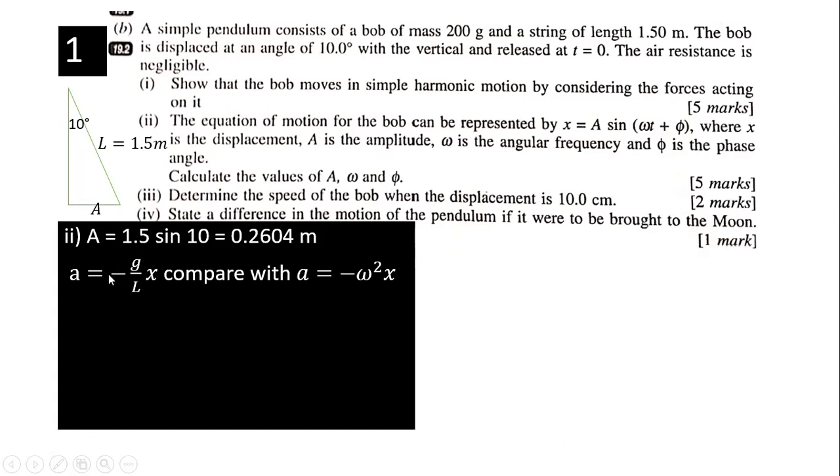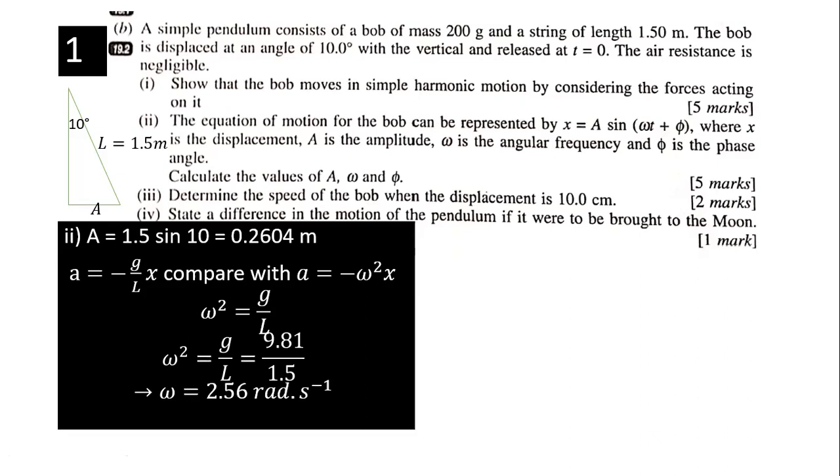From that equation there, compare with the general equation for simple harmonic motion. Omega squared equals g over L. Put in your values to find your omega. g is 9.81, L is 1.5. Use the calculator and get your answer.